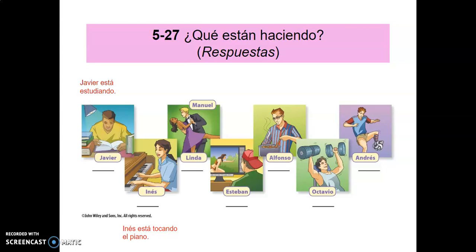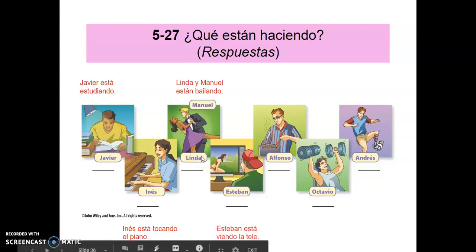Linda y Manuel. Okay, this one is two, so I guess we would use a different form, right? We're going to need to say Linda y Manuel están bailando. Now, if you said Linda está bailando y Manuel está bailando, or Linda está bailando con Manuel, esto es correcto. But if you describe them as both, they are dancing, you're going to need to say están bailando, for they are dancing. Después, Esteban está viendo la tele. Está viendo la tele. Viendo from ver, to watch, to see. Viendo la tele.